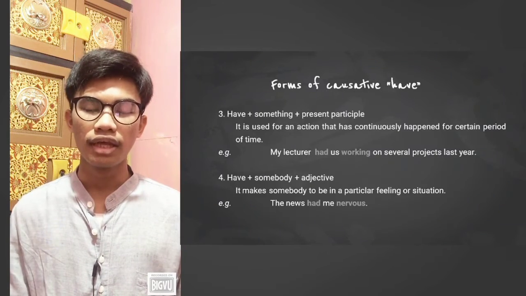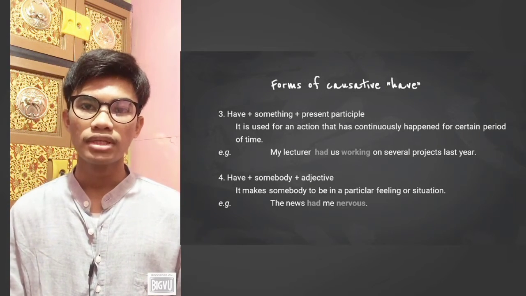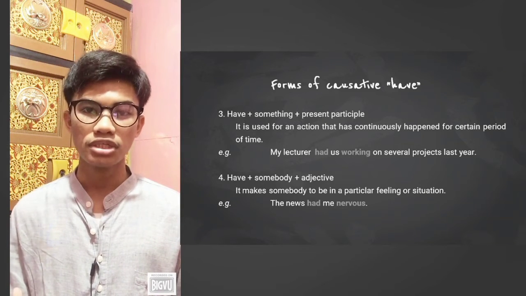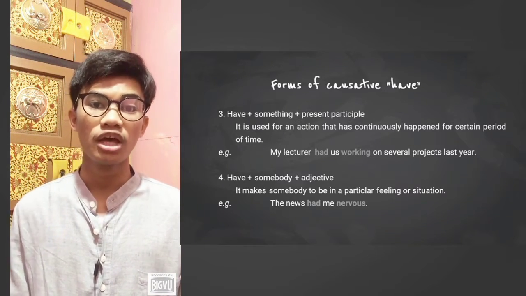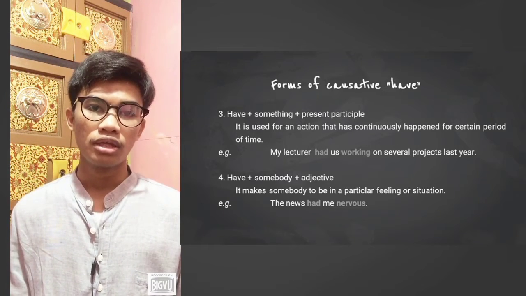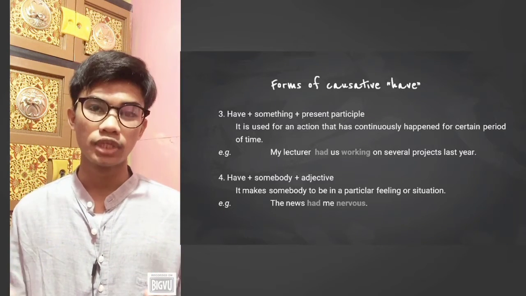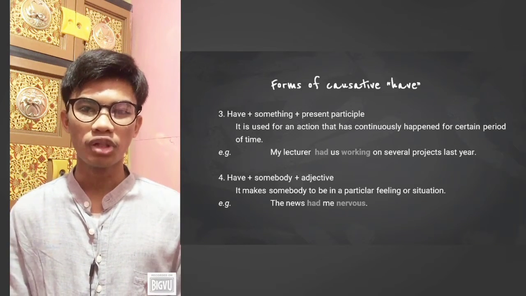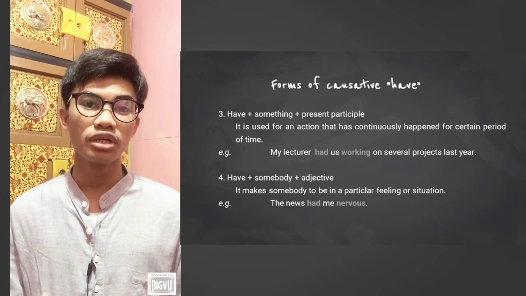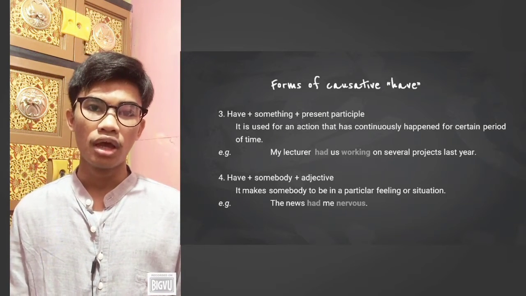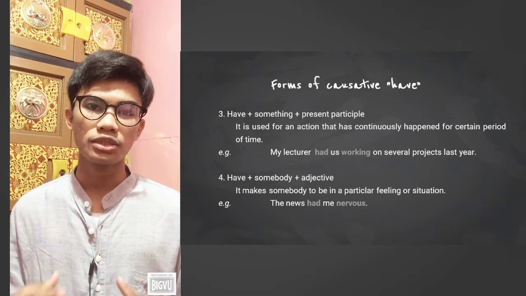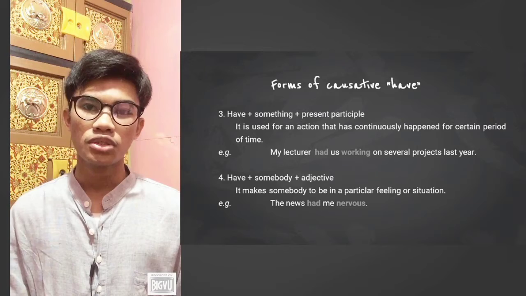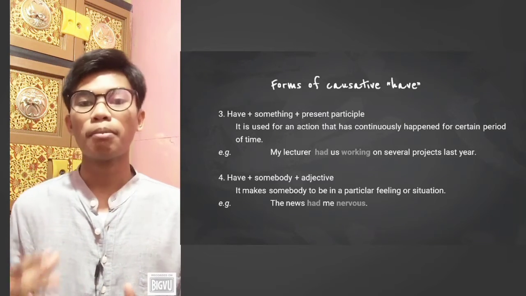And the third one is have plus someone plus present participle. It is used for an action that has continuously happened for a certain period of time. It lasts continuously. For example, our lecturer had us working on several projects last year. That is the example of the third one.